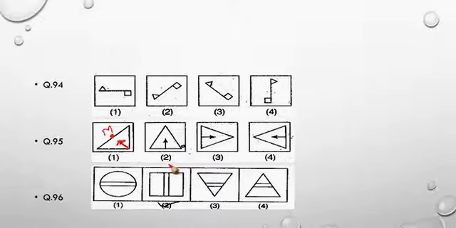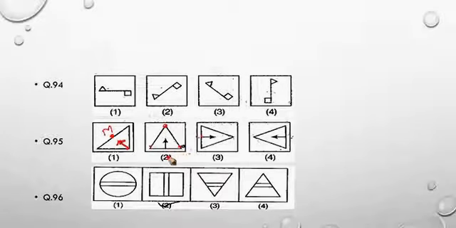Let's check in case of option 2. In case of option 2, the arrow is not originating from any of the corners, neither from this corner nor from this or this corner. It is actually starting from the middle of the line. So option 1 and 2 are different in this case. Let's check in option 3. In option 3, the arrow is starting from the middle of the line and going towards the corner.